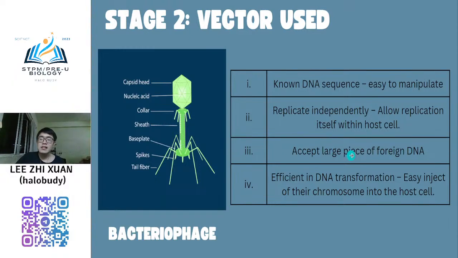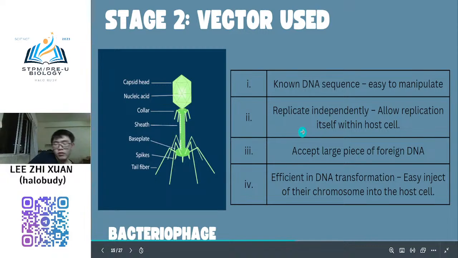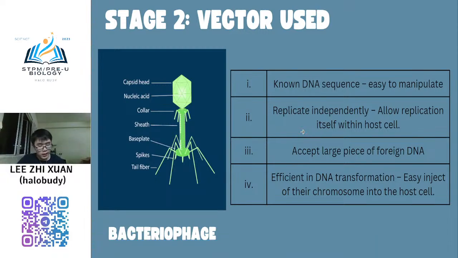And also it accepts large pieces of foreign DNA, which I just mentioned. And also it is efficient in DNA transformation, so it is easy to inject its chromosome into the host cell. So this is the reason that we need to use bacteriophage. Okay.